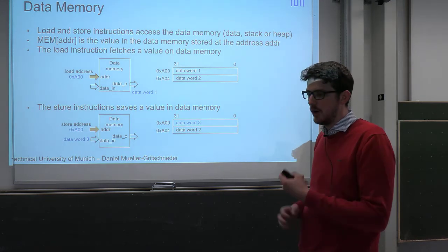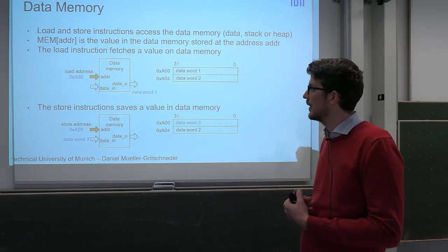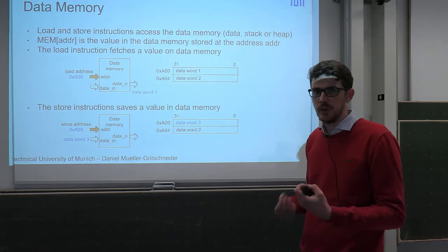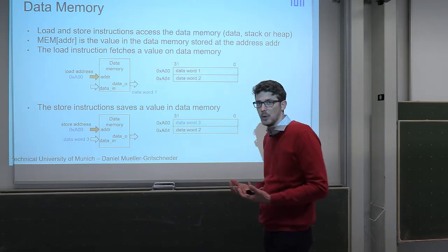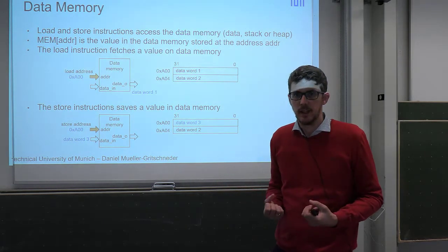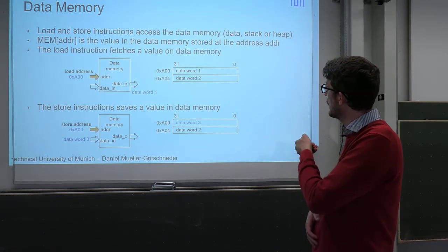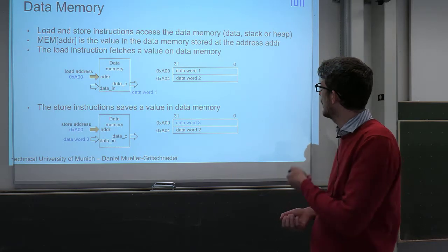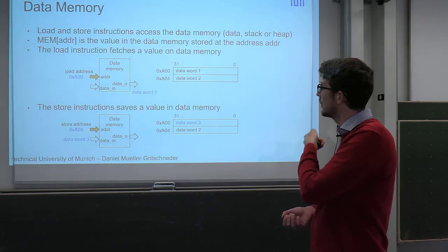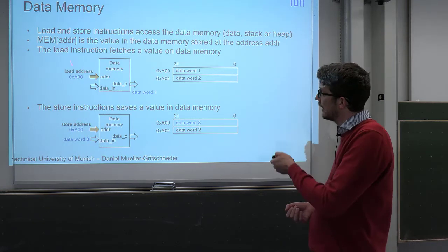Okay, now we have these arithmetic operations, we have our branches. The only thing that is missing is that we also want to interact with memory. And for this, we have our load and store instructions. They are responsible for interacting with the memory, right? So memory could either be the data section, where you have your global variables, it could be the stack, or it could also be the heap if you're using dynamic memory allocation.